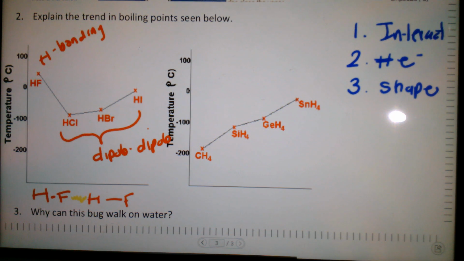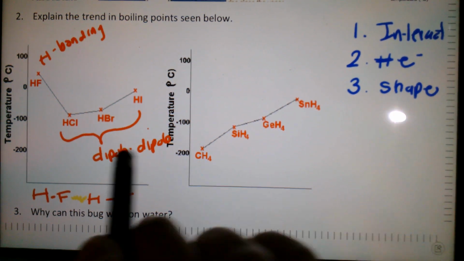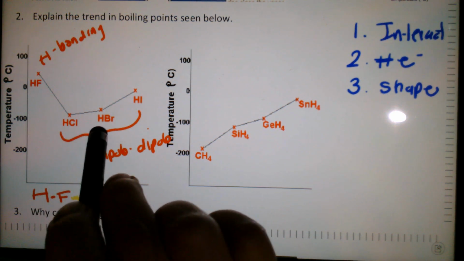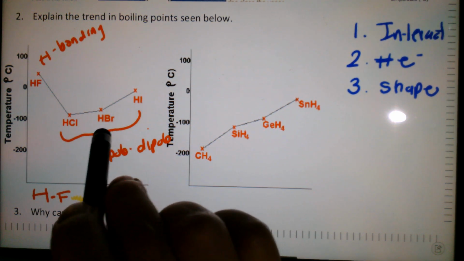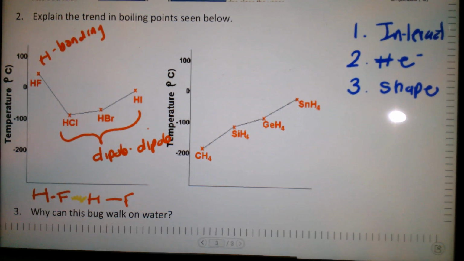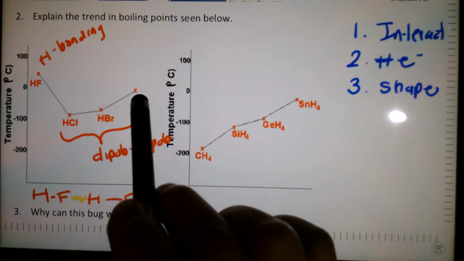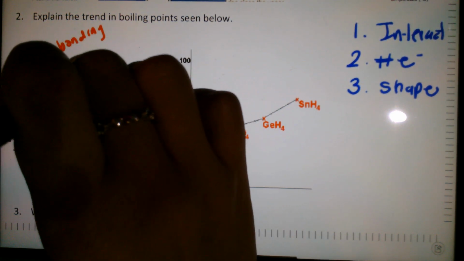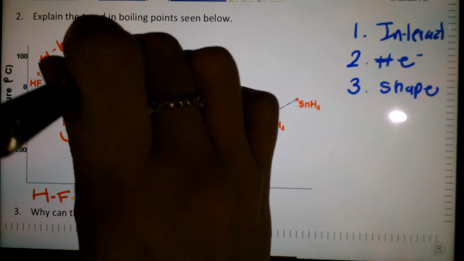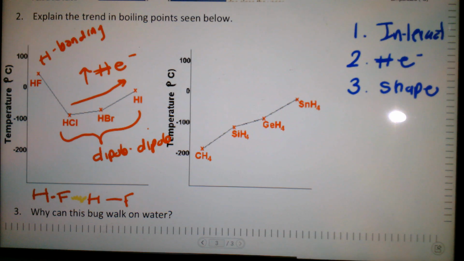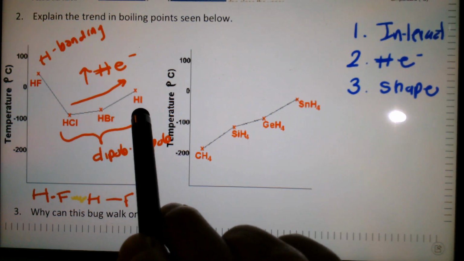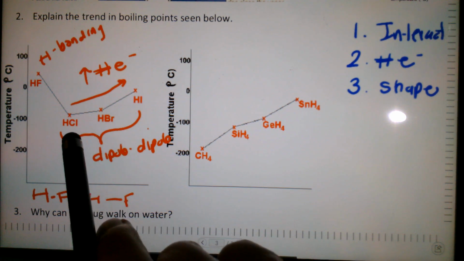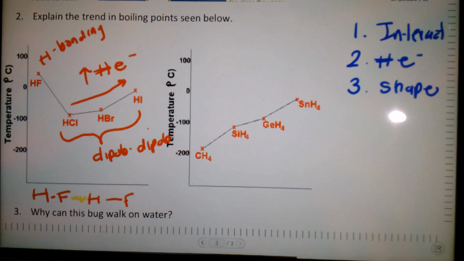So how can we explain the difference between HCl, HBr, and HI? Well, the answer here is number 2, number of electrons. HI has the most, followed by Br, followed by Cl. So the reason HI boils at a higher temperature than HCl is the number of electrons. With an increasing number of electrons, these are much more polarizable. HI is more polarizable than HCl, and because of that, it's going to have a stronger interaction.